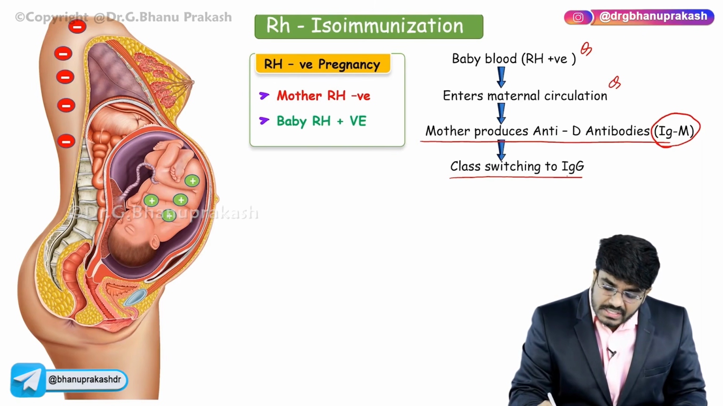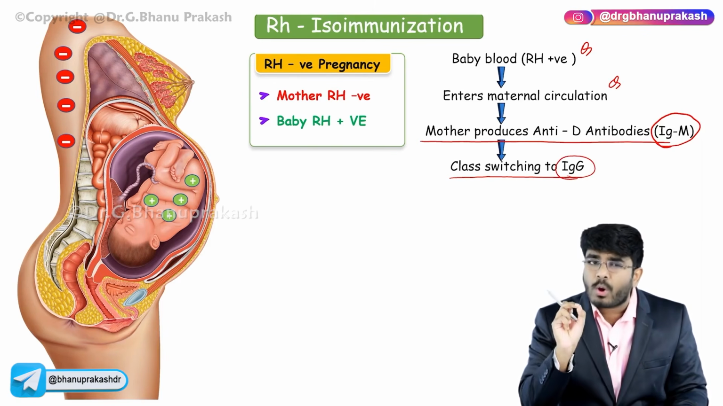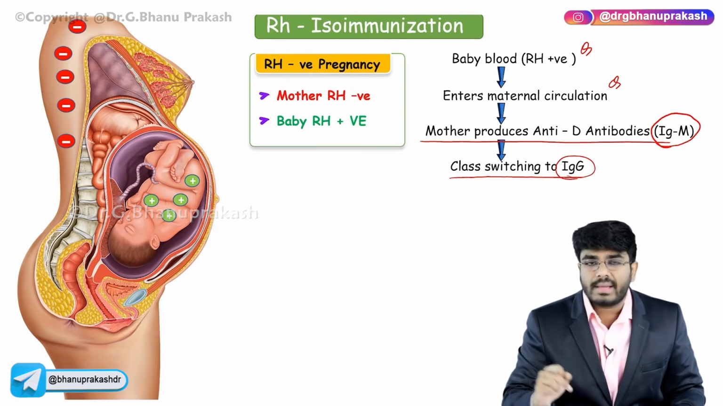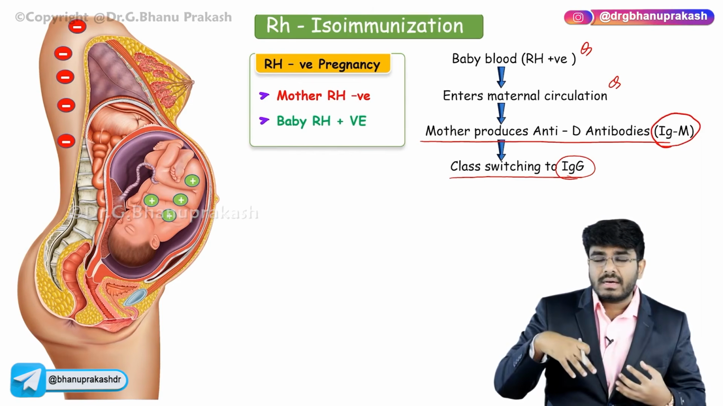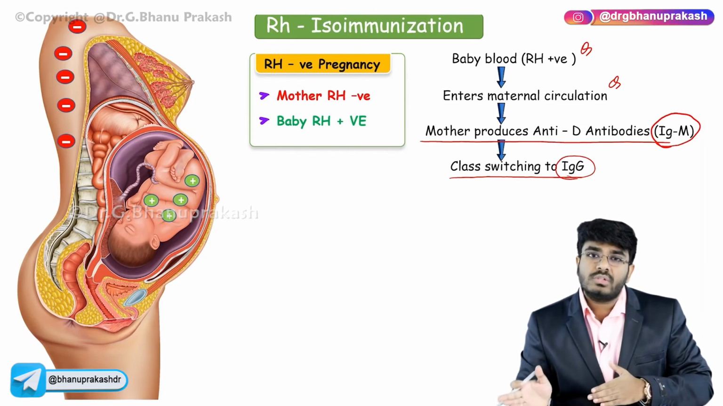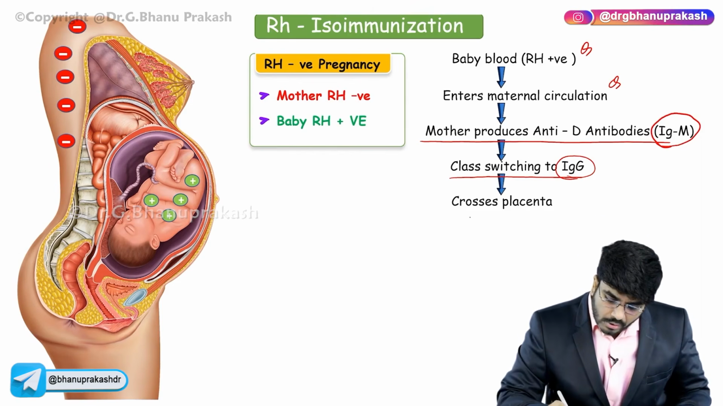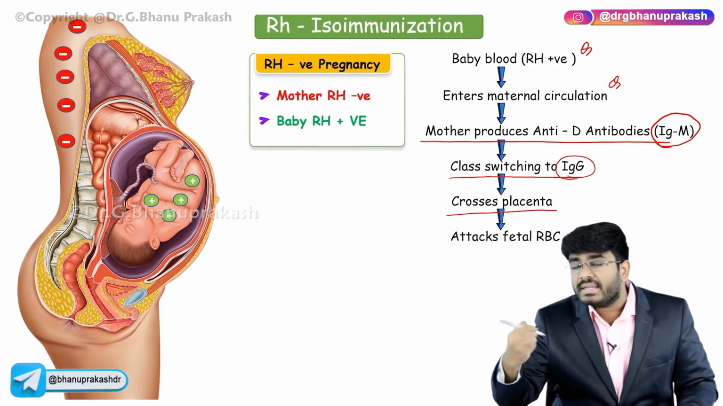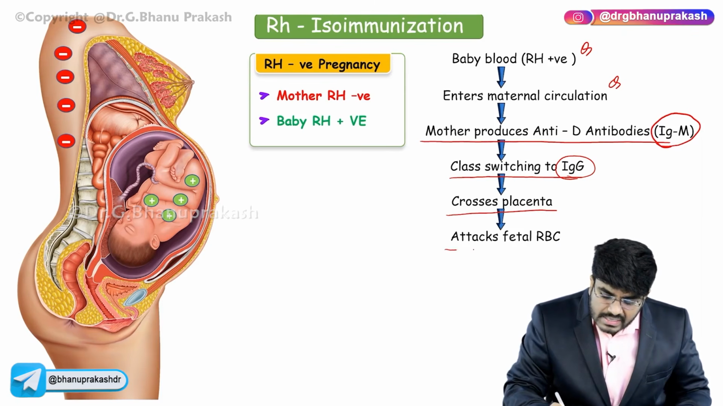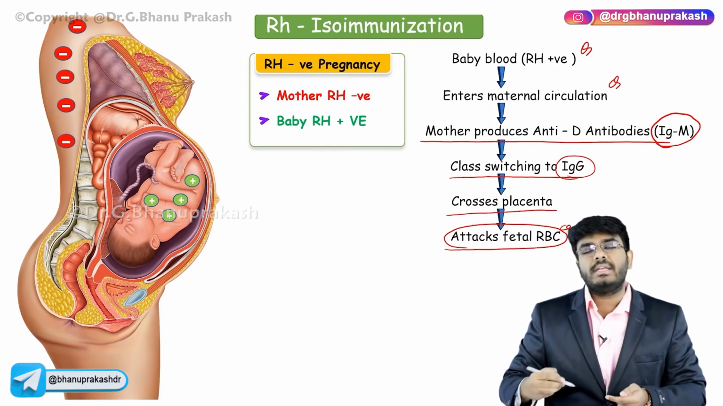But these IgG antibodies, which are of very small size, can cross the placental barrier. These antibodies from the mother are going into the fetus. They cross the placenta, enter the fetal circulation, and start attacking the fetal RBCs. Now fetal RBCs are getting destroyed.